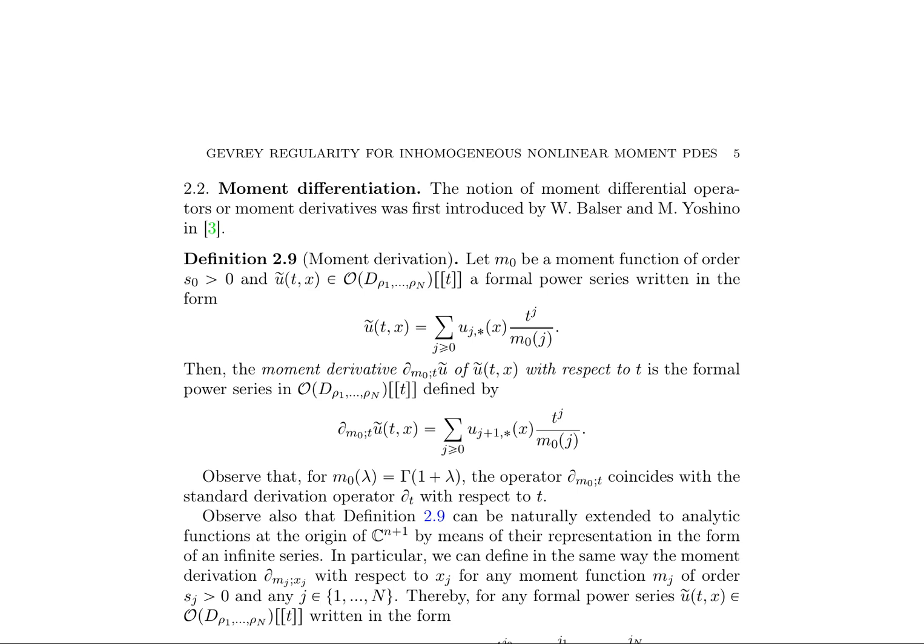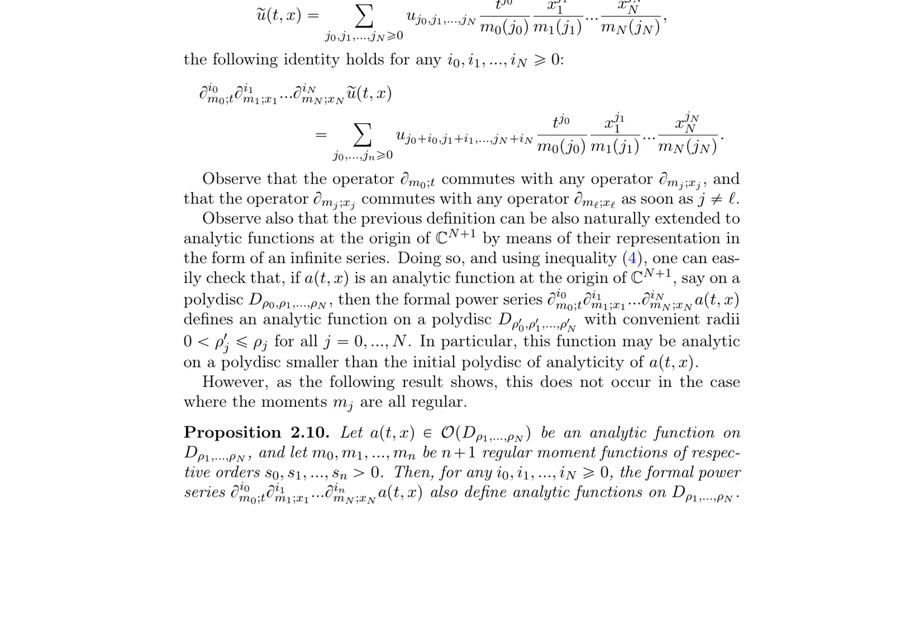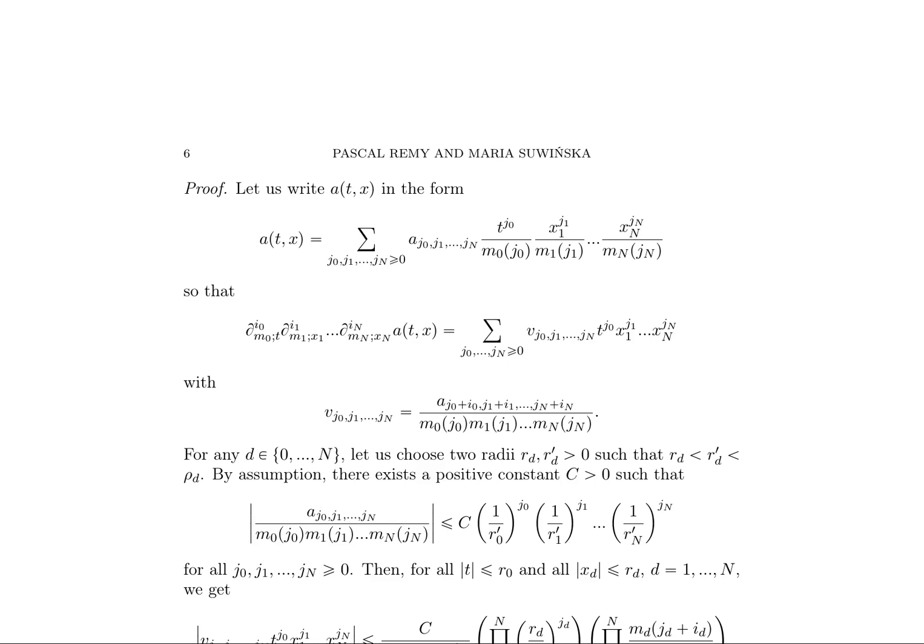It introduces the notion of moment differential operators, or moment derivatives, which were first proposed by W. Balser and M. Yoshino. The concept of moment derivation is defined, extending naturally to analytic functions at the origin of C^n. The paper proves that if a function is analytic on a polydisk and its moments are regular, then the moment-derived function also defines an analytic function on the same polydisk. This result is demonstrated through a proposition and its proof, which involves estimates and convergence properties of the moment-derived series.